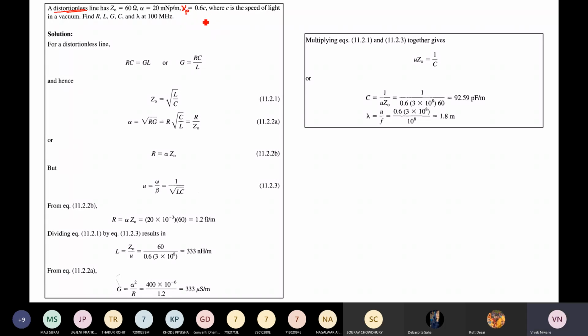0.6 C. C is over here, the velocity of light. Okay, where C is the speed of light in vacuum. Find R, L, G, C and lambda at 100 megahertz. All the primary constants we need to find.